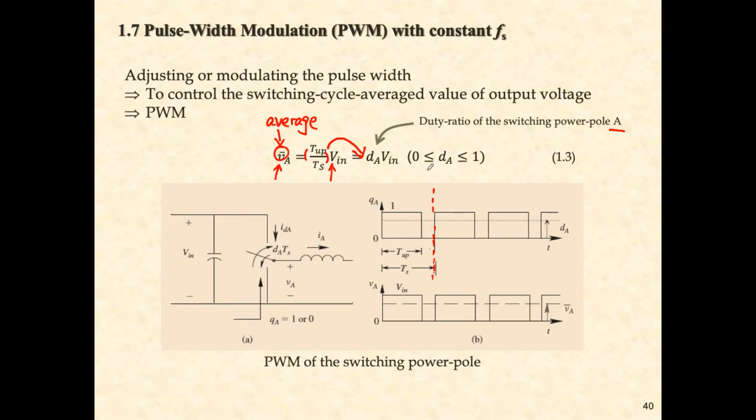This duty ratio DA has a range. The minimum is 0, which means QA is equal to 0, and the maximum is 1.